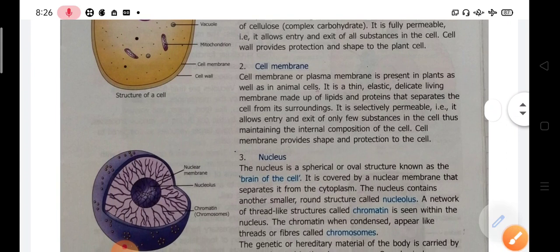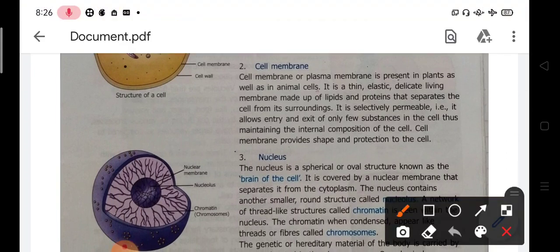Now we talk about the cell membrane. Cell membrane, or plasma membrane, is present in plant cells as well as in animal cells. In plant cells, it is the second layer. The first layer is the cell wall, and in animal cells, the plasma membrane is the first layer. So look over here, cell membrane or plasma membrane is present in plants as well as in animal cells.